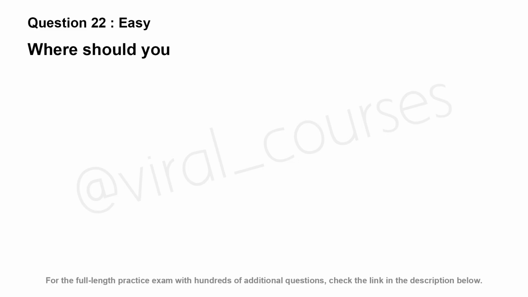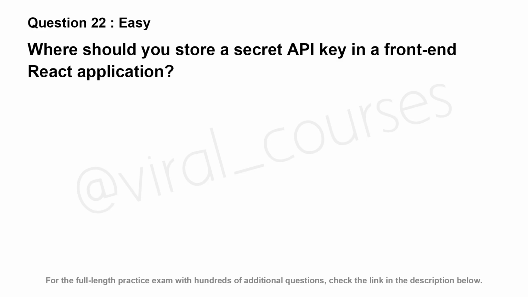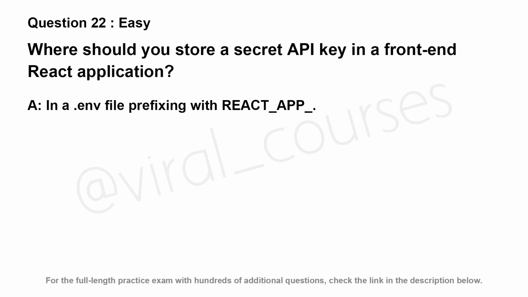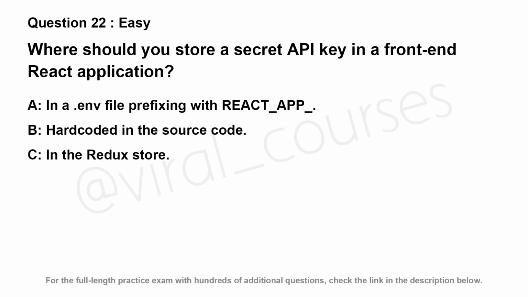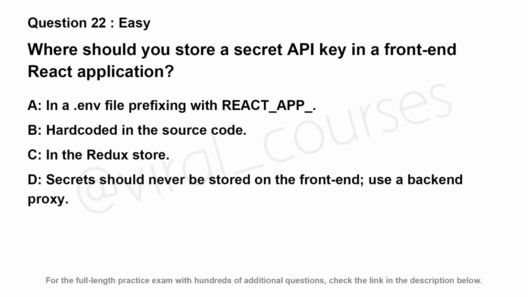Where should you store a secret API key in a front-end React application? Option A. In a .env file prefixed with REACT_APP_. Option B. Hard-coded in the source code. Option C. In the Redux store. Option D. Secrets should never be stored on the front end. Use a backend proxy.